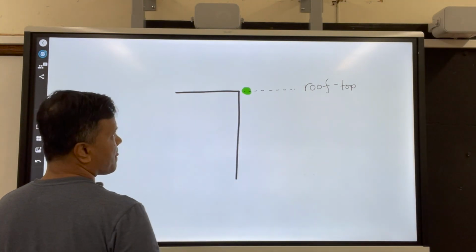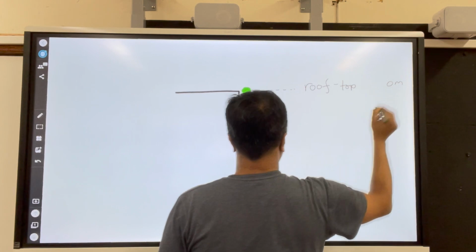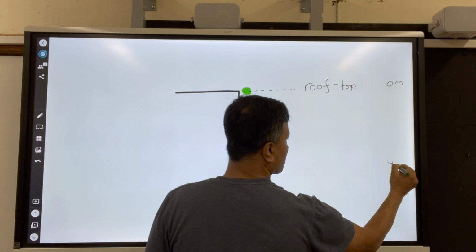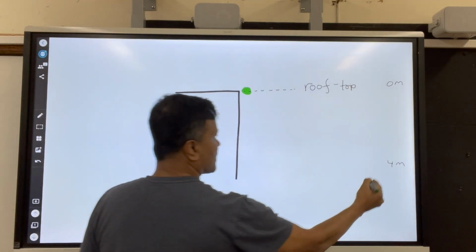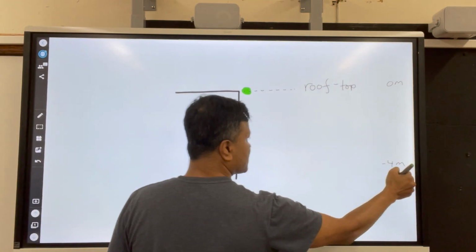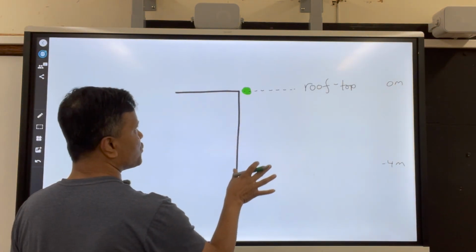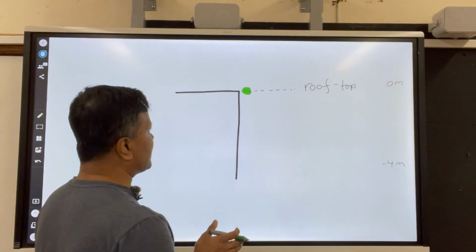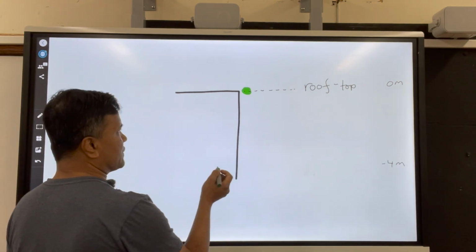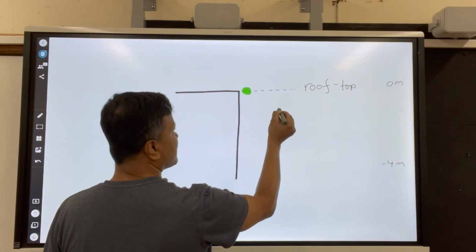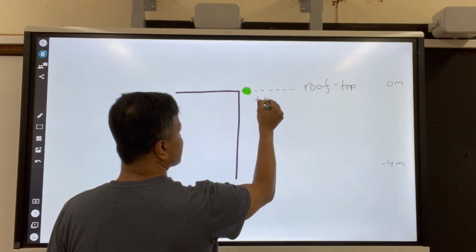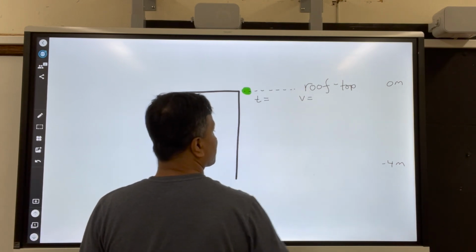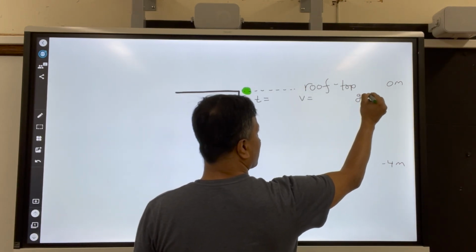So at zero meter and at 4 meter, this is 1 meter, this is 2 meter, 3 meter, 4 meter. So at 4 meter, okay, you have to write negative 4 meter or you have to write 4 meter down. At two locations, I want you to find a few things. I want you to find the time over here, right? I want you to find the velocity over here, right? And I also want you to find acceleration due to gravity over here.